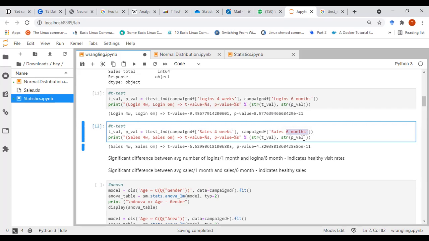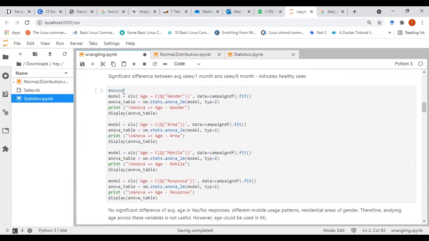Okay. So it turns out that my sales in 6 months is very much different from the sales in 4 weeks. That means that my sales is progressing on a monthly basis. 4 weeks is 1 month and 6 months is 6 months, right? So I am seeing a regular progression of sales from 1 month to 6 months. That means I am having a regular flow of customers who are coming to me regularly. So that's the conclusion I can make.